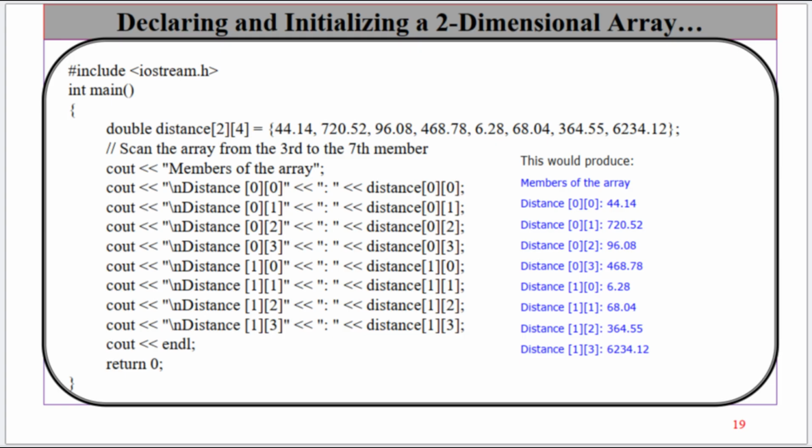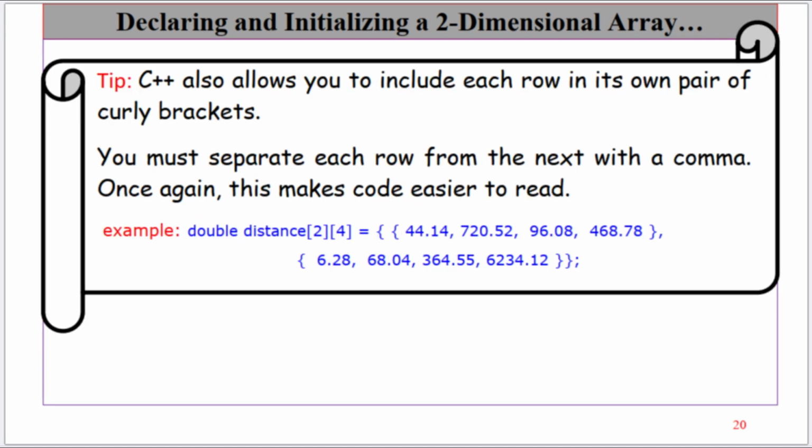This would produce the members of the array: distance[0][0] = 44.14, distance[0][1] = 720.52, distance[0][2] = 96.08, distance[0][3] = 468.78, distance[1][0] = 6.28, distance[1][1] = 68.04, distance[1][2] = 364.55, distance[1][3] = 6234.12.